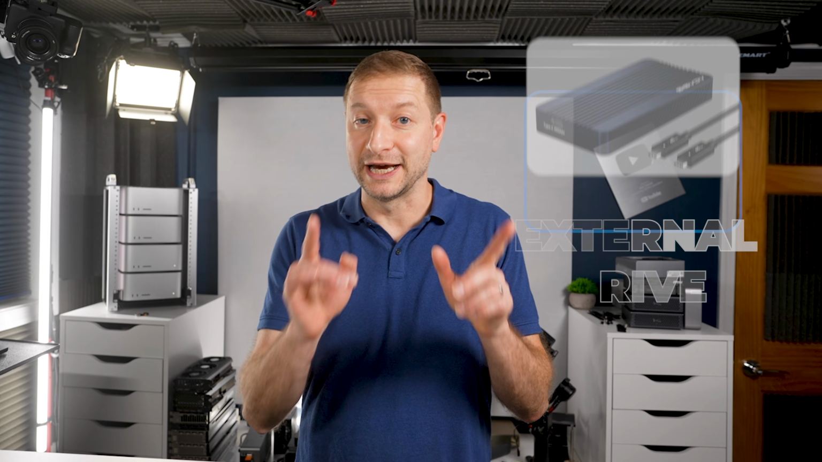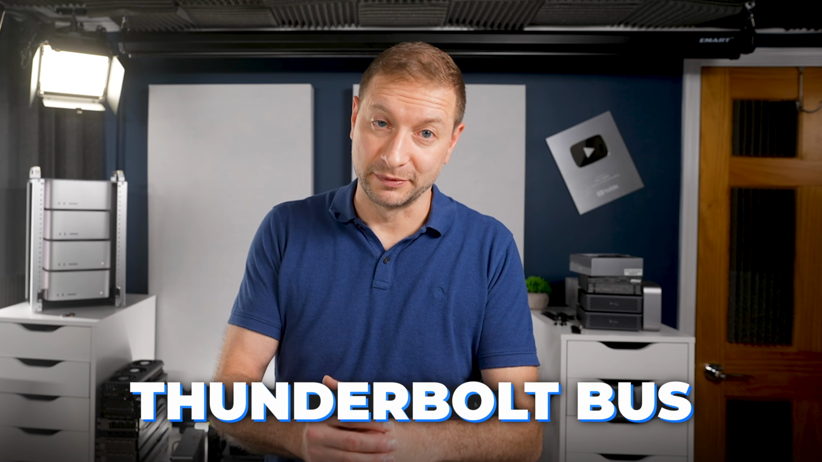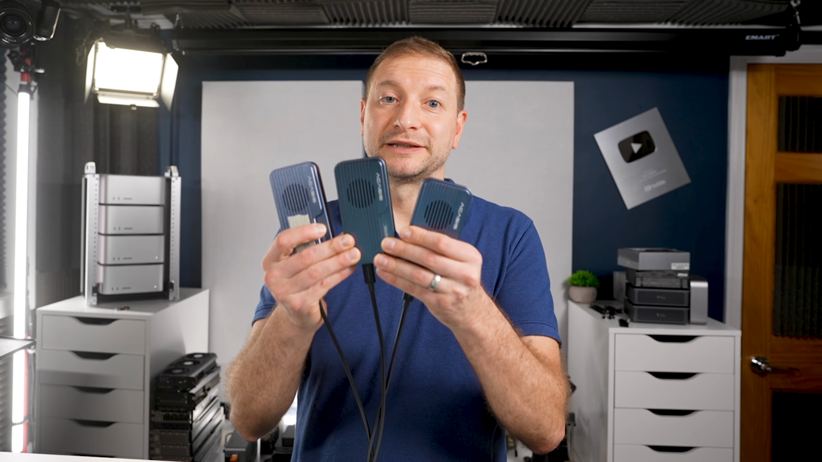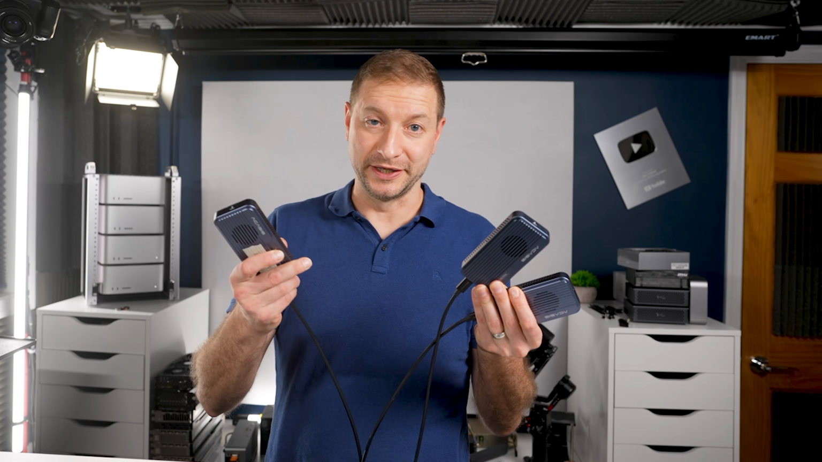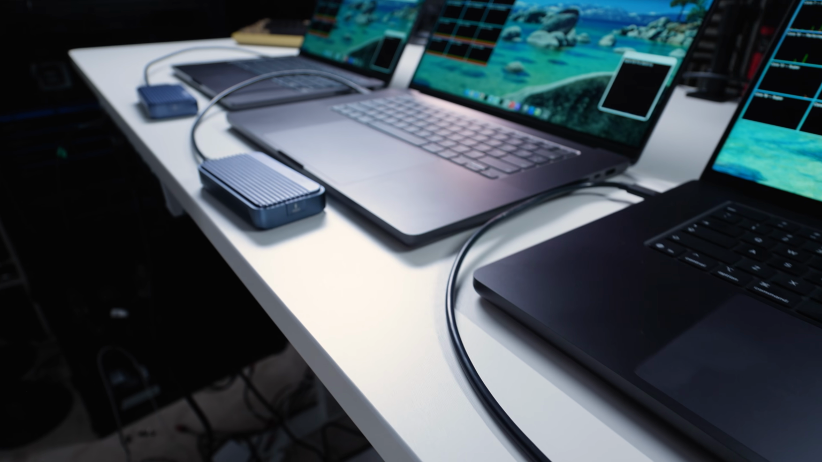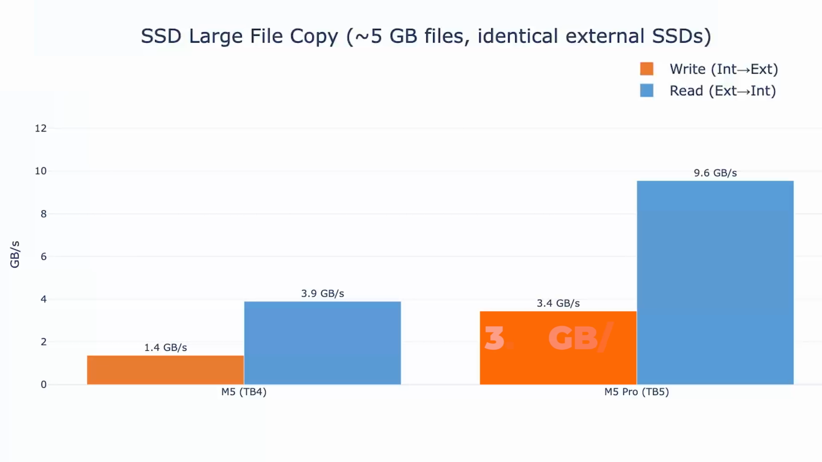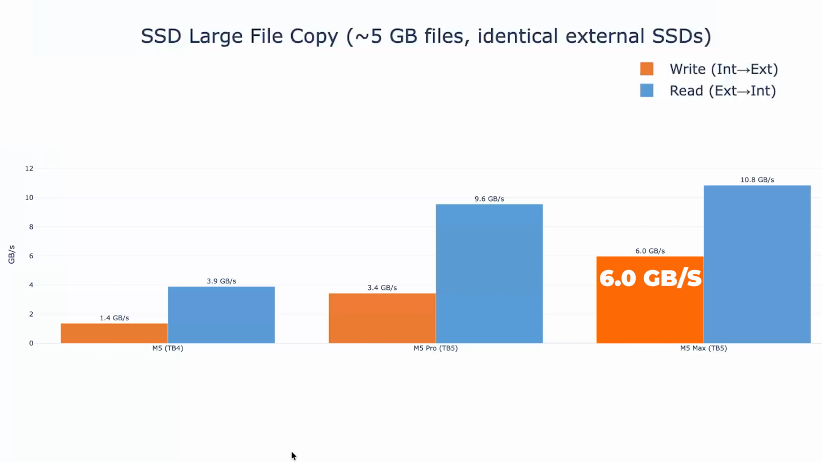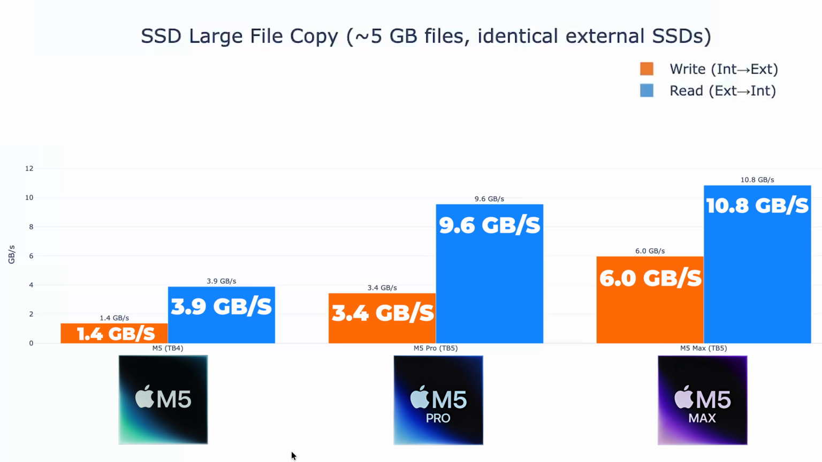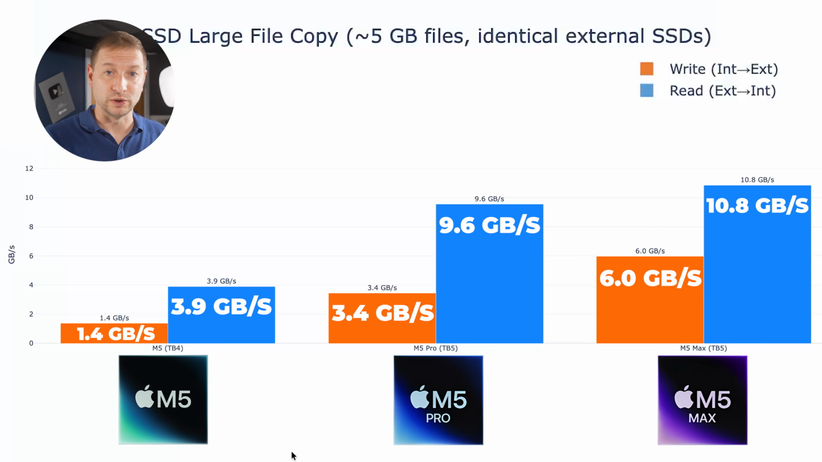So how fast can you move data to an external drive? This is about the Thunderbolt bus, not the internal SSD. I plugged identical Thunderbolt external SSDs into all 3 machines and copied the same 5 gigabyte model files. The M5 on Thunderbolt 4, about 1.4 gigabytes per second write, 3.9 read, and now we see a big difference. The M5 Pro on Thunderbolt 5, 3.4 write, 9.6 read, and the M5 Max, nearly 6 gigabytes per second write and almost 11 read. Clean scaling. Thunderbolt 4 caps the M5, and the Max's faster internal SSD controller gives it an edge over the Pro. A slight edge, even though they're both on Thunderbolt 5.